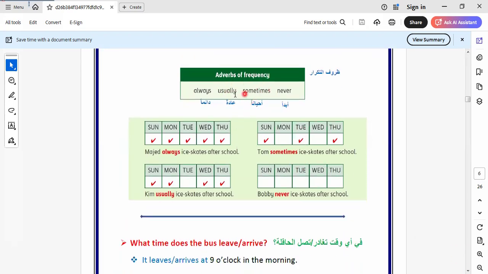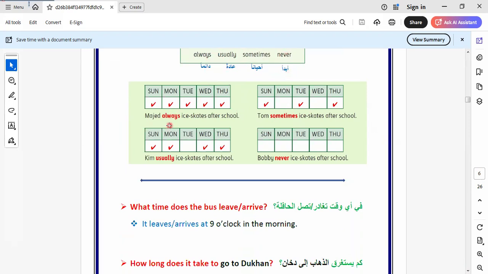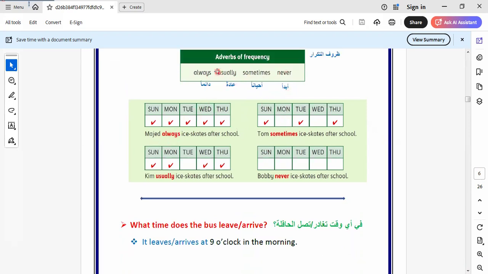Let's continue the rest of the unit. Here are the adverbs of frequency. Always means the habit is 100%, and never means the habit can't happen at all. Here we use these adverbs of frequency in making activities. Here we say I always ice skate after school. Here it shows the days that we do this activity, Sunday, Monday. So always means 100%.